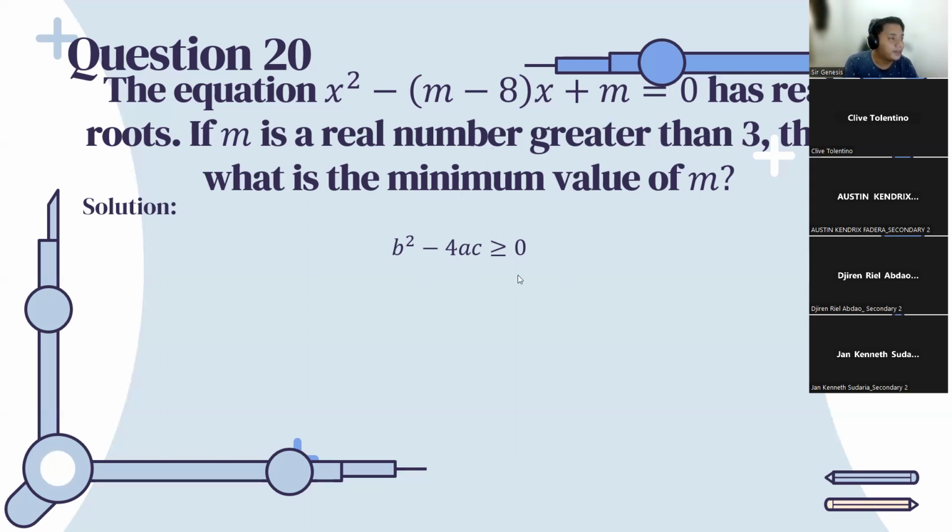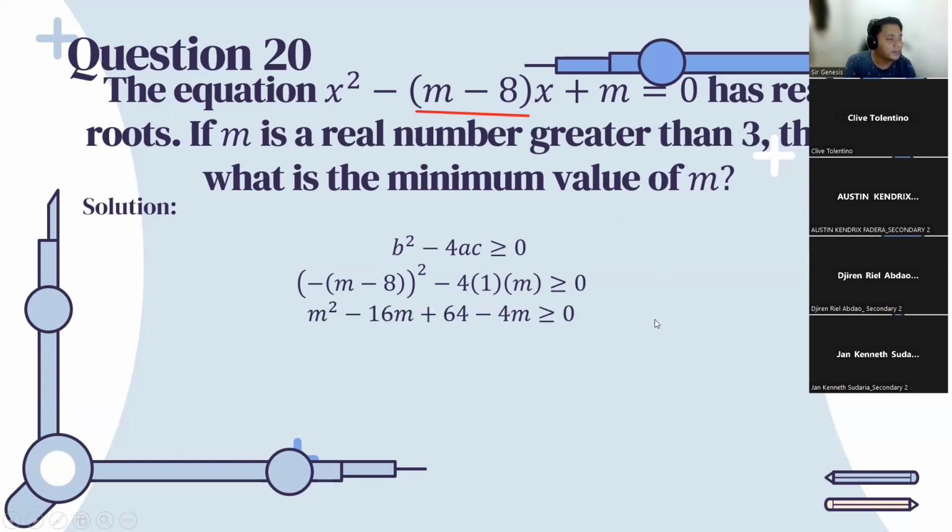Now, substituting these expressions here, for B, you will have negative of m minus 8, quantity squared, minus 4. A here will just be 1, which is the coefficient of x squared, and C here will be m. So that is greater than or equal to 0. So we have m squared minus 16m plus 64 minus 4m is greater than or equal to 0. So we have m squared minus 20m plus 64, which is greater than or equal to 0.